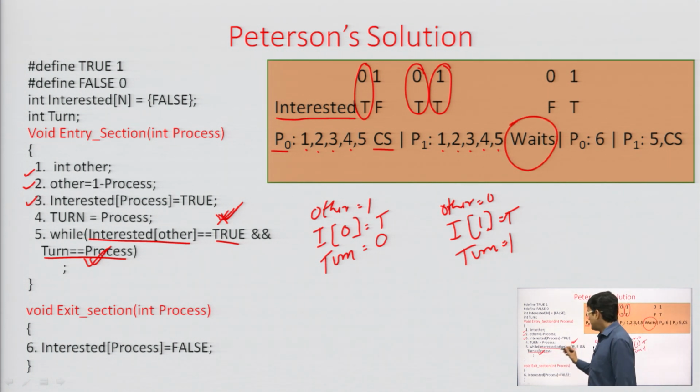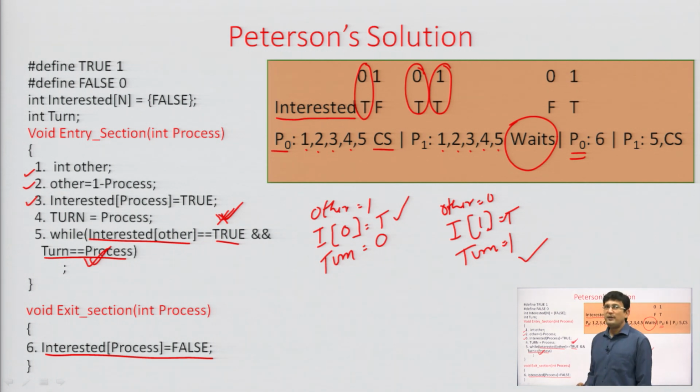I again repeat, if the interest of the other process is true, yes, it is here, interest of 0 is true, and turn equals process, turn is equal to 1, this process will wait. It means it cannot enter the critical section. Now let us say the P0 process exits the critical section. When P0 exits the critical section, it will run this statement and I0 will be set as false.